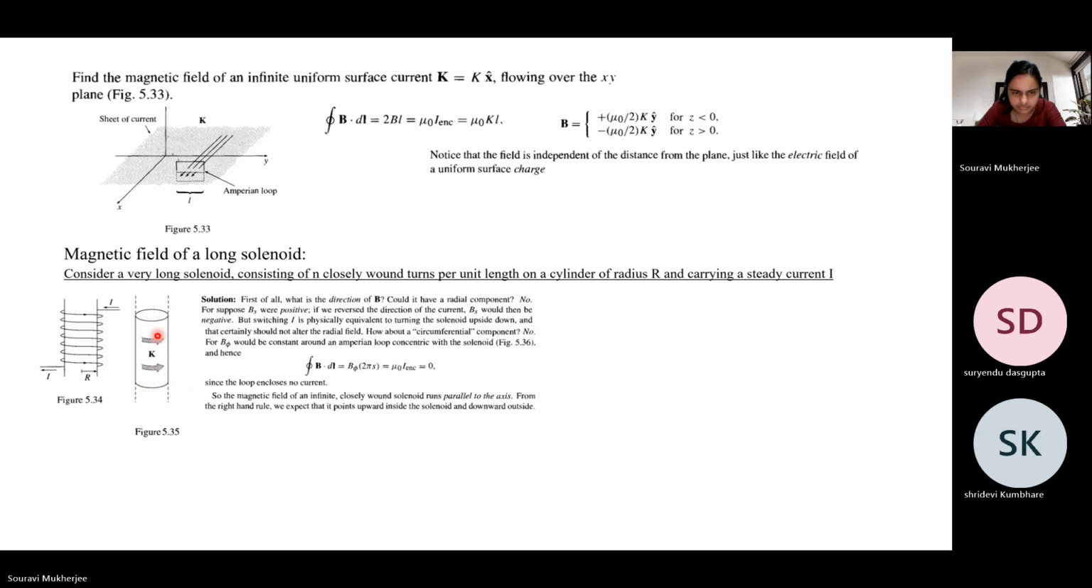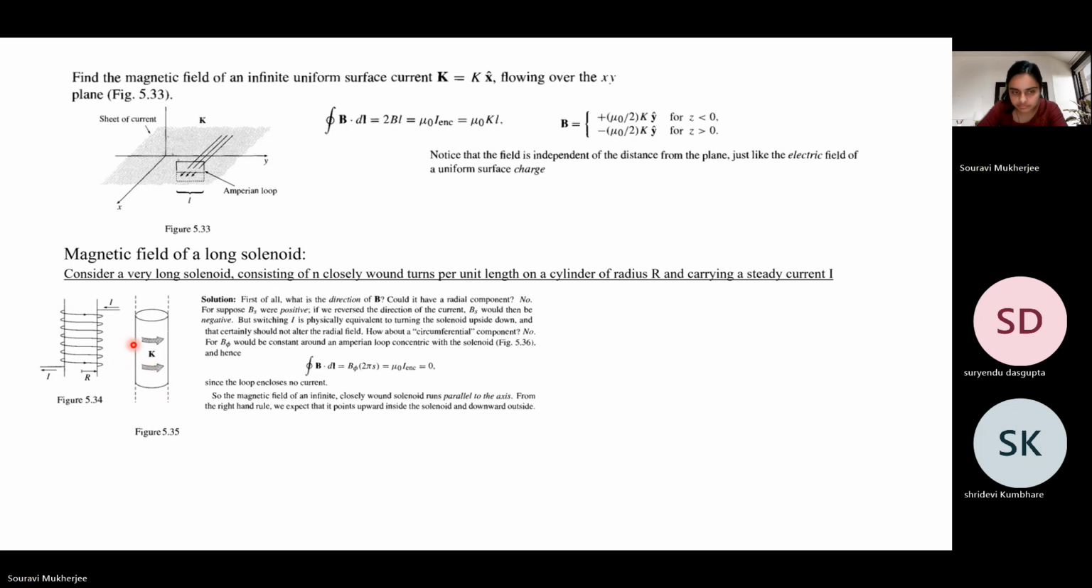And then, if you look at it, you can also get it from the Amperian loop, it would enclose no current if you take a loop like that, right? So basically, your magnetic field has to be perpendicular to K. So there is no circumferential component along phi. So B phi is 0. There cannot be any radial component, which comes from the symmetry of the question.